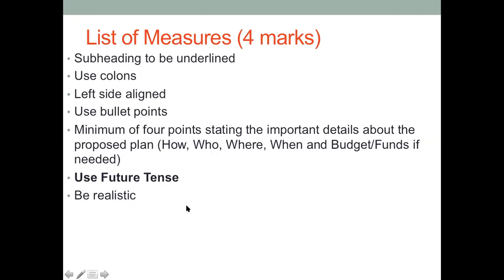Use future tense. This is the basic thumb rule. You have to use future tense, since the club has not been established yet, you are planning to establish it in future. So you're writing in future tense. So please be very careful about the tense that you use in list of measures, even for objectives and introduction. Be very realistic. Do not be very ambitious. Remember, it's a school level event or a club or activity, so you have to keep in mind the resources that are available. Also, you need to keep in mind the age group and not be ambitious with your plan.